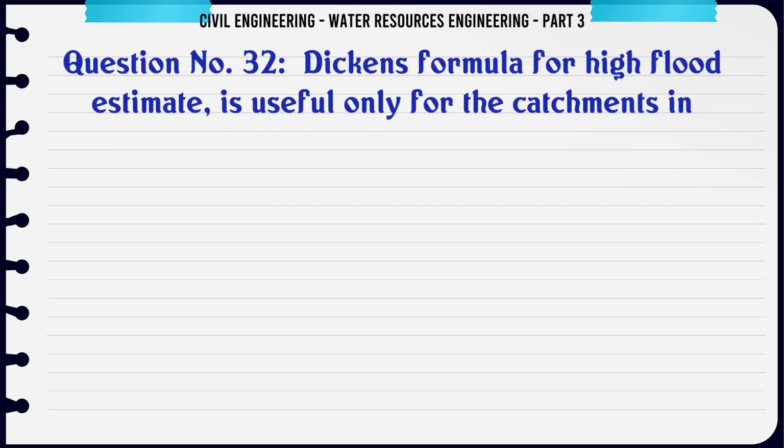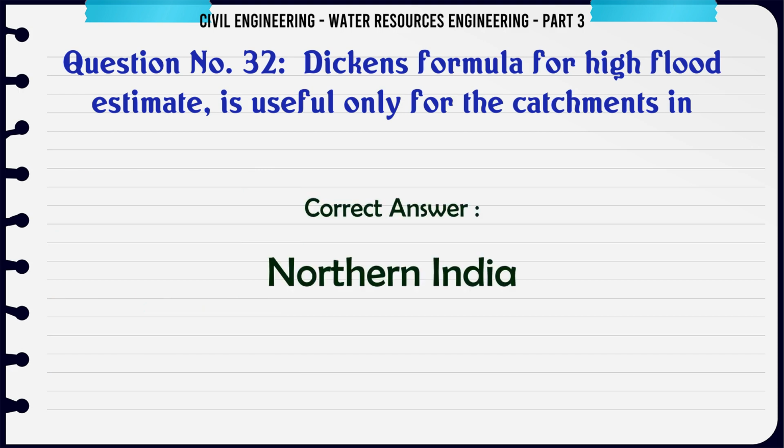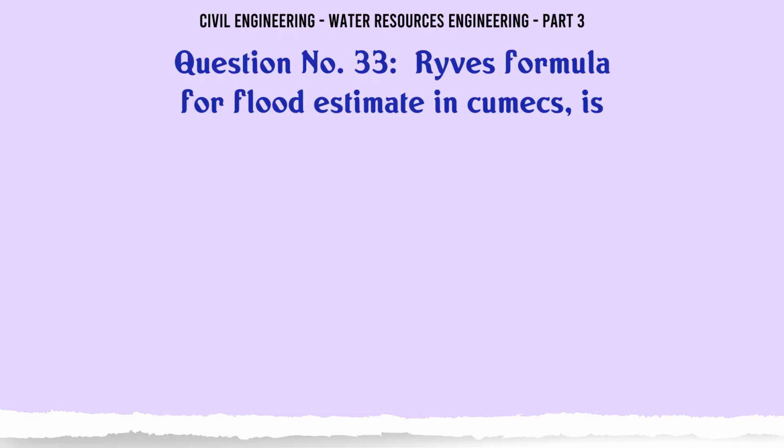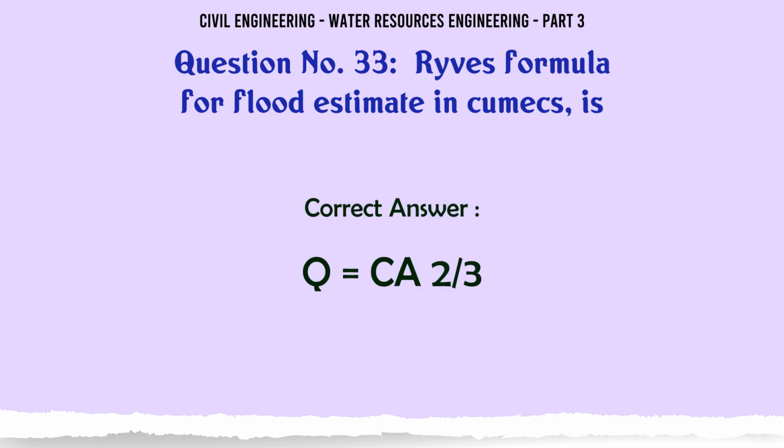Dickens' formula for high flood estimate is useful only for the catchments in A. Southern India, B. Northern India, C. Eastern India, D. Western India. The correct answer is Northern India. Ryves' formula for flood estimate in cumecs is A. Q equals C A^(3/4), B. Q equals C A^(2/3), C. Q equals C A^(1/2), D. Q equals C A^(1/4). The correct answer is Q equals C A^(2/3).